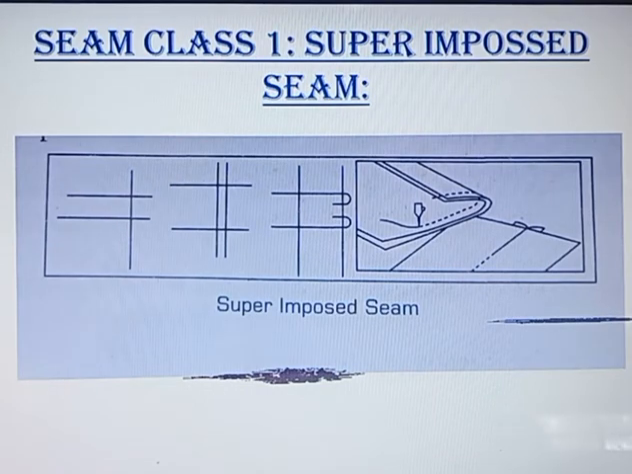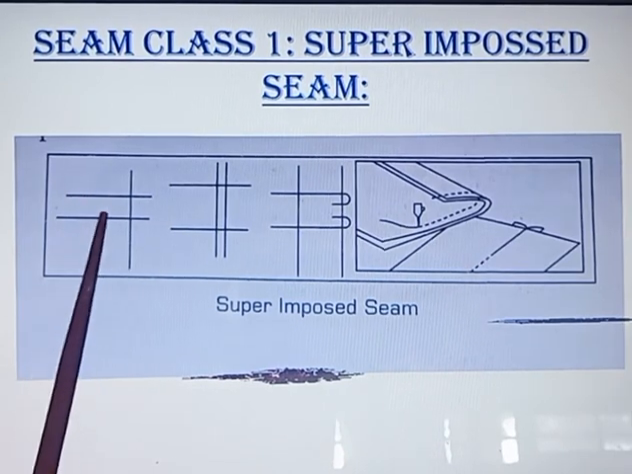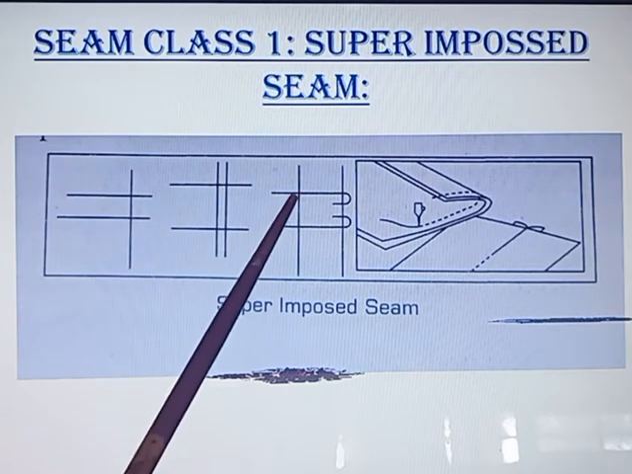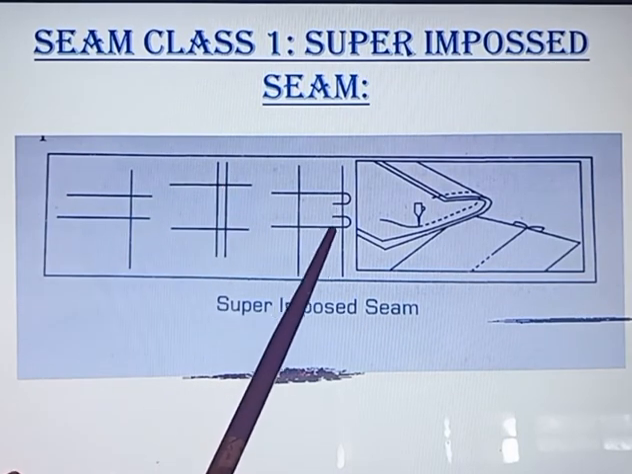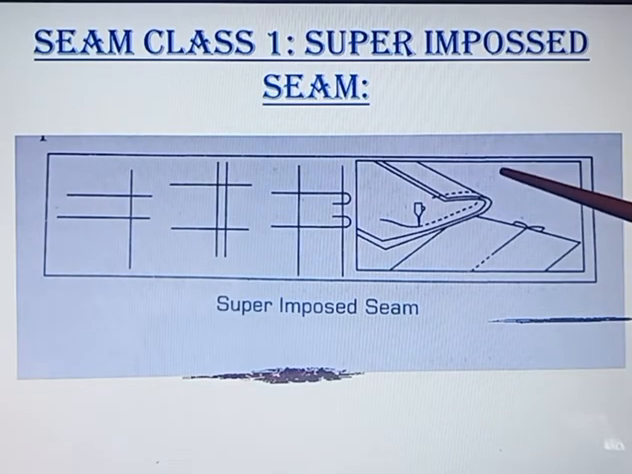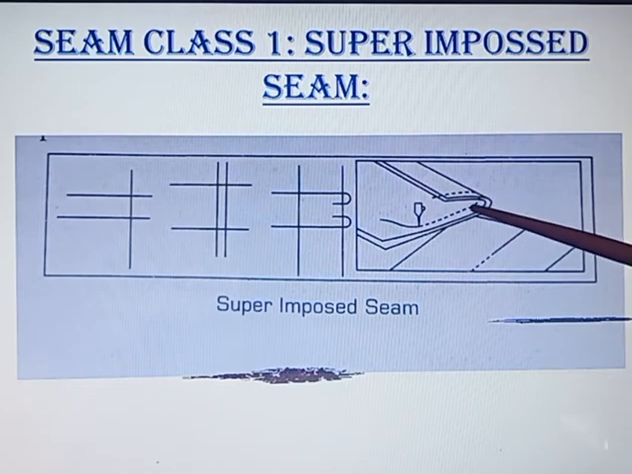Here we can arrange two layers, two plies of fabric together, and the seam is here to stitch it. We can stitch it like this also, by folding the edges like this, and this is the proper way. We can see raw edges here and a seam to join these edges over it.